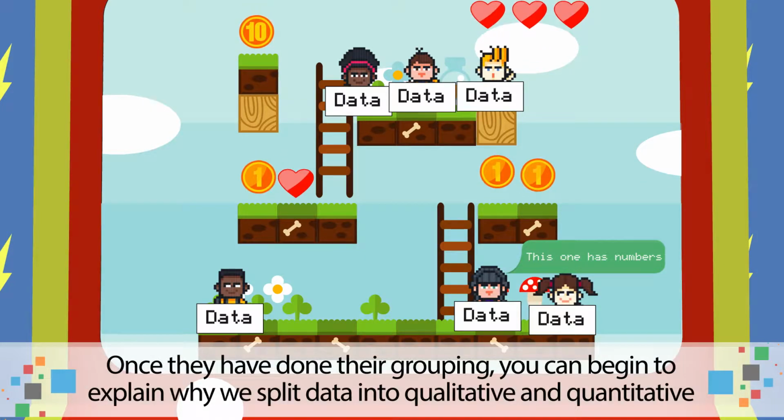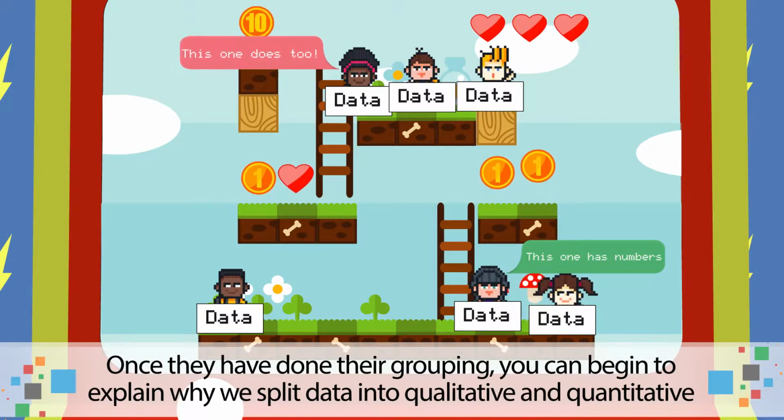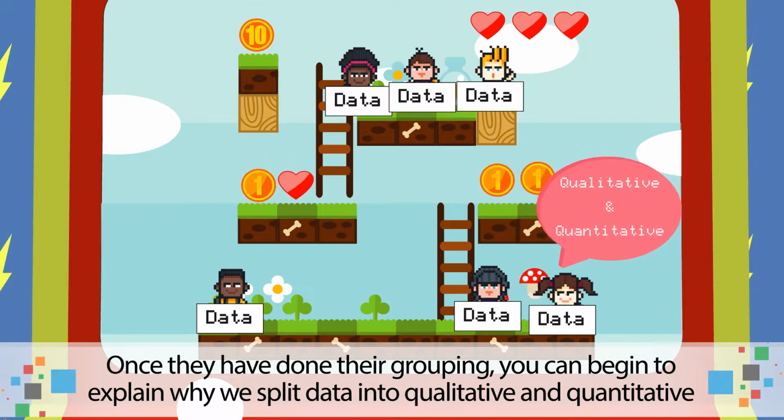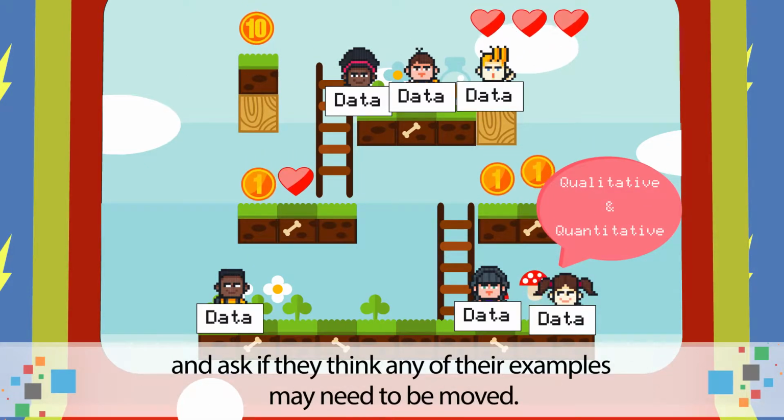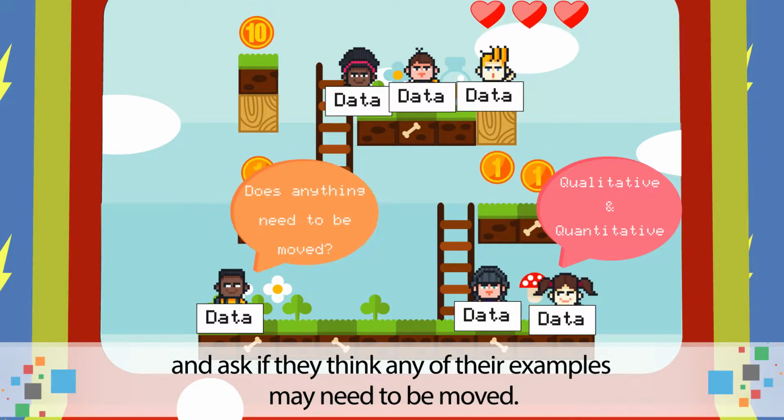Once they have done their grouping, you can begin to explain why we split data into qualitative and quantitative and ask if they think any of their examples may need to be moved.